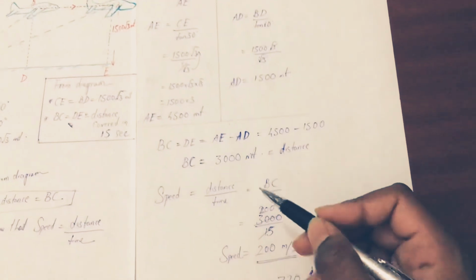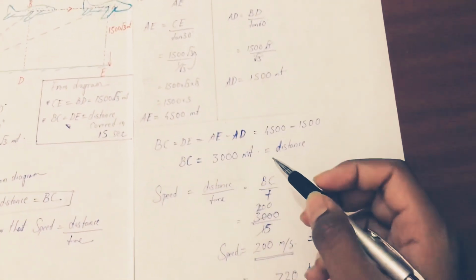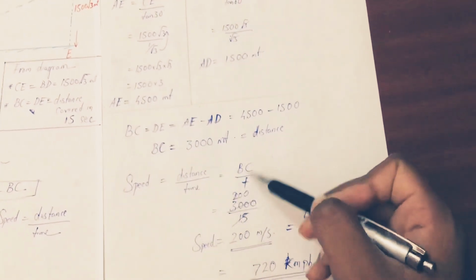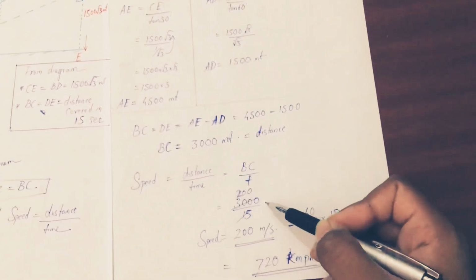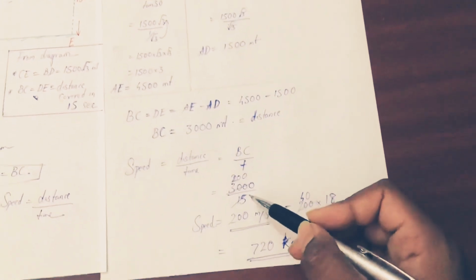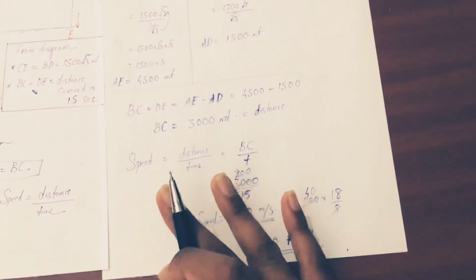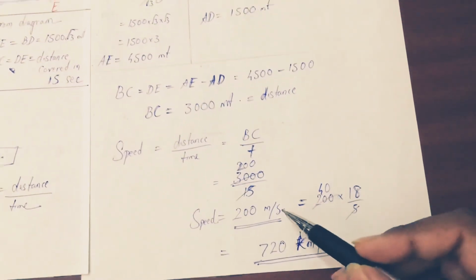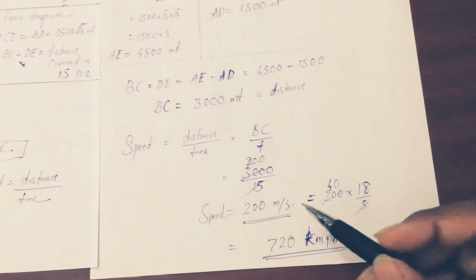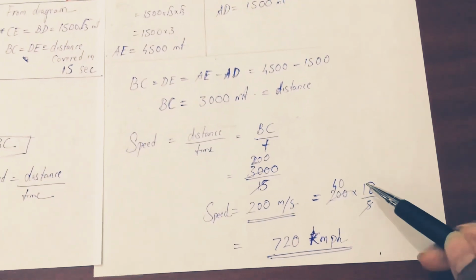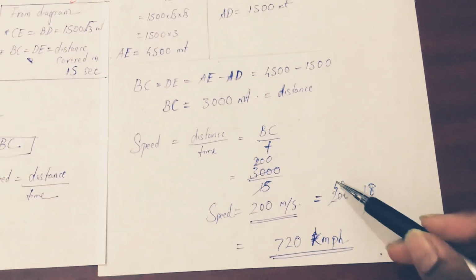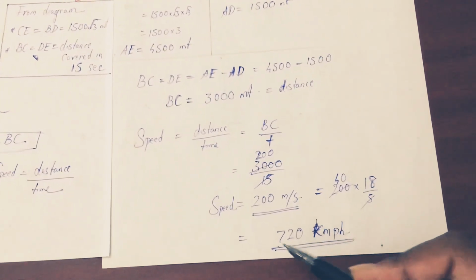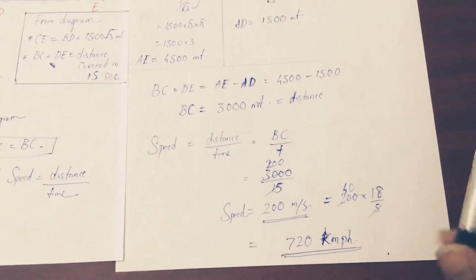Now we have the distance. We already have the time, which is given in the question itself. So we can find the speed. The speed formula is distance by time, BC by T. BC is 3000 meters, time is 15 seconds. After solving that, we get the speed of this jet plane, which is 200 meters per second. Or else if you want to know the speed in kmph, we can multiply it by 18 by 5. So 5 40s are 200, into 18 is 720. So the speed of the jet plane in kmph is 720.